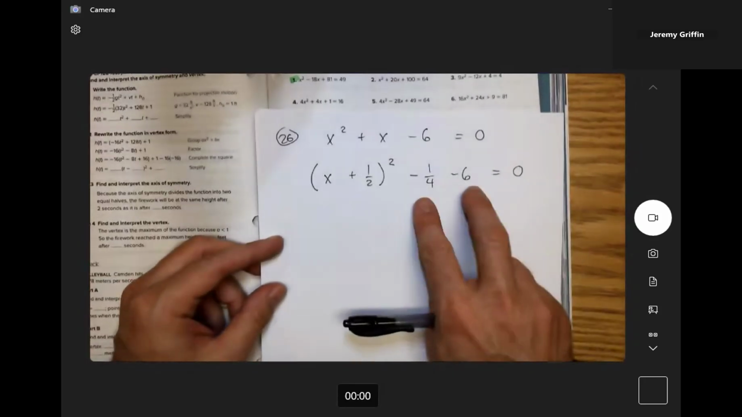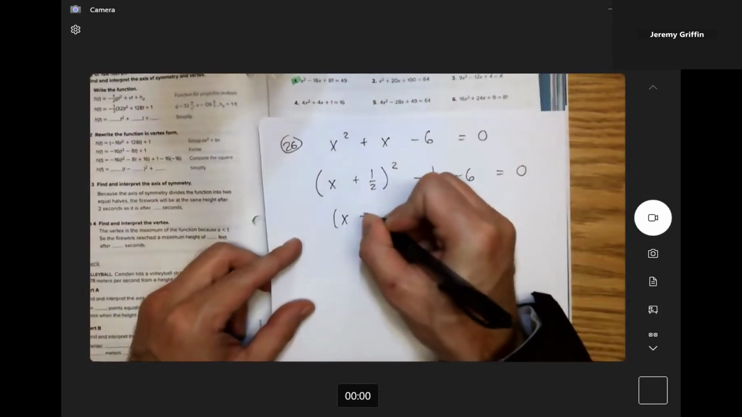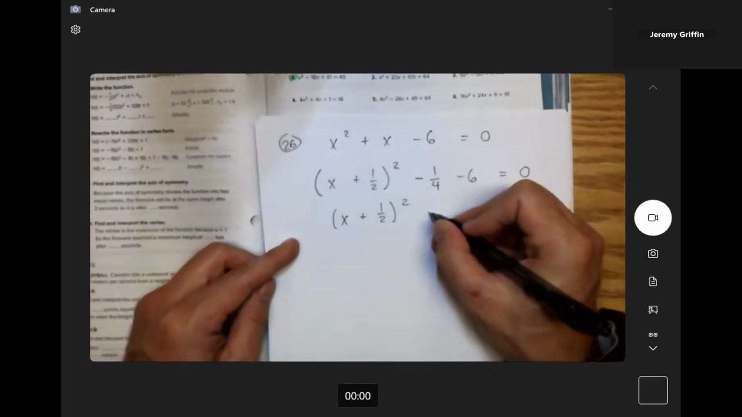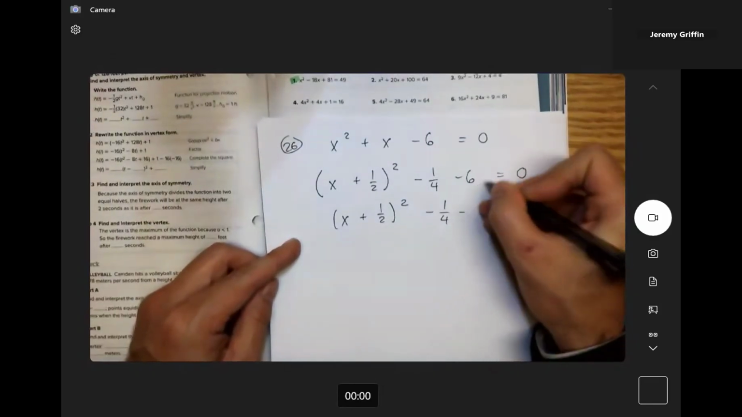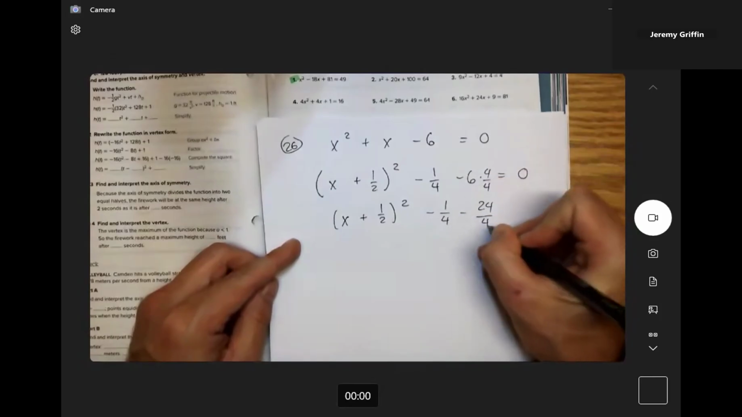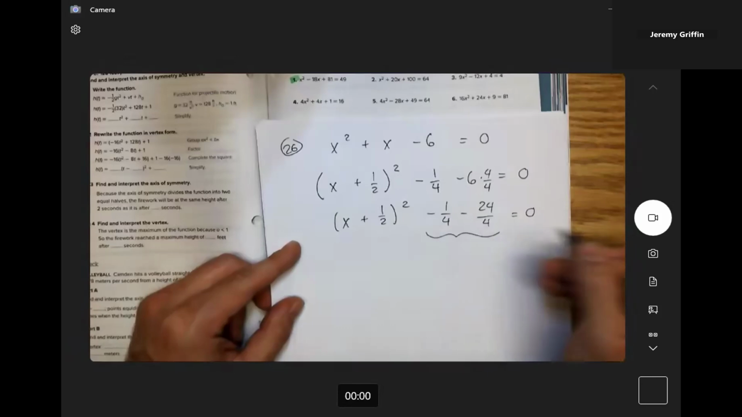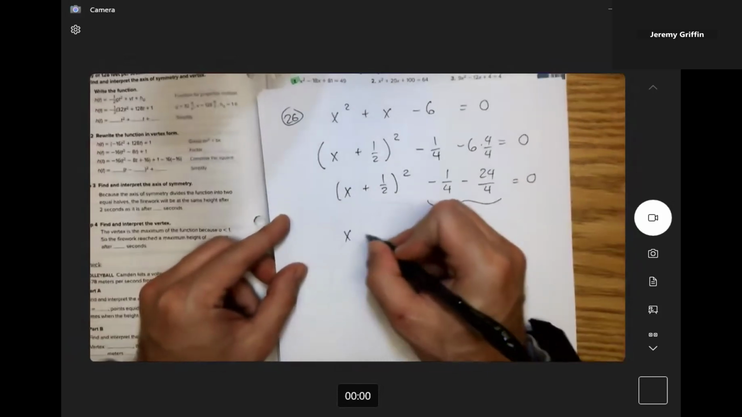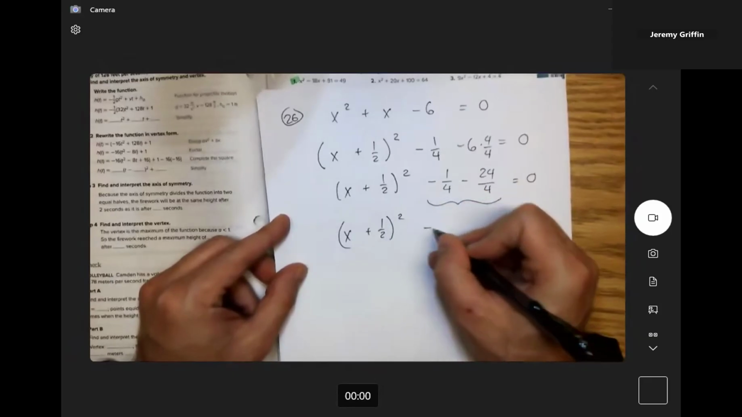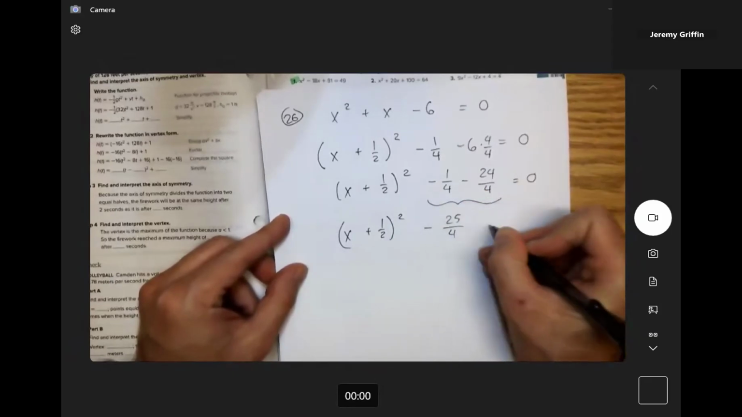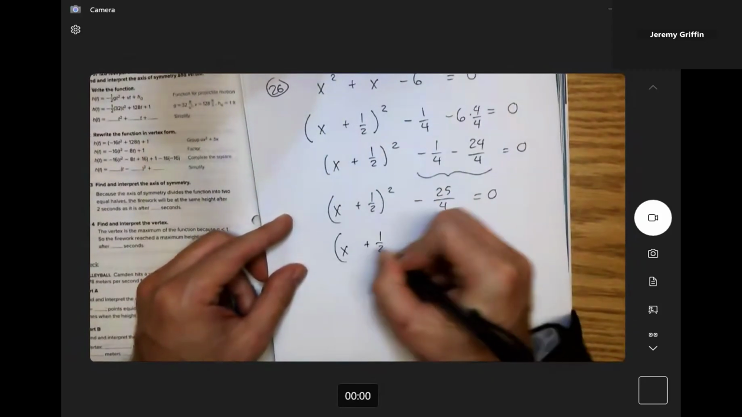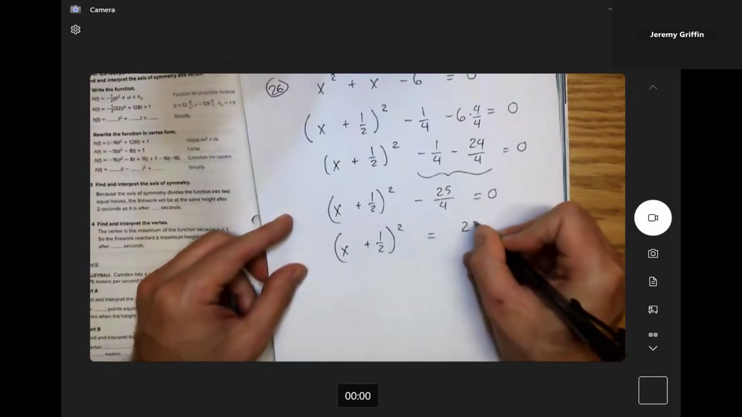So x plus 1/2 quantity squared. Guys, could this kind of guess, could I do minus 1/4? What is 6 in terms of quarters? Is that like 24 over 4? And I can combine this and make negative 25 over 4. We could do that. x plus 1/2 quantity squared minus 25 over 4 is equal to 0. I could add over 25 over 4: x plus a half quantity squared equals 25 over 4.